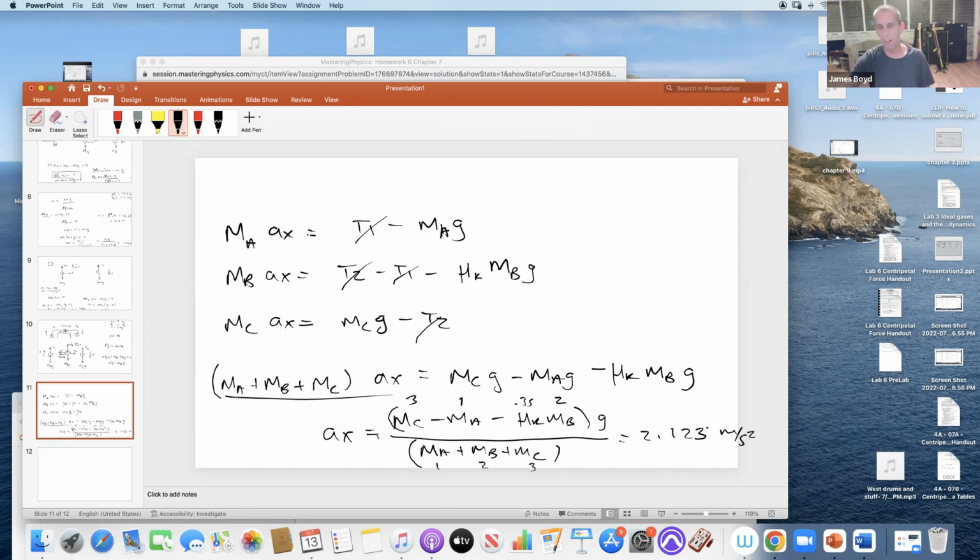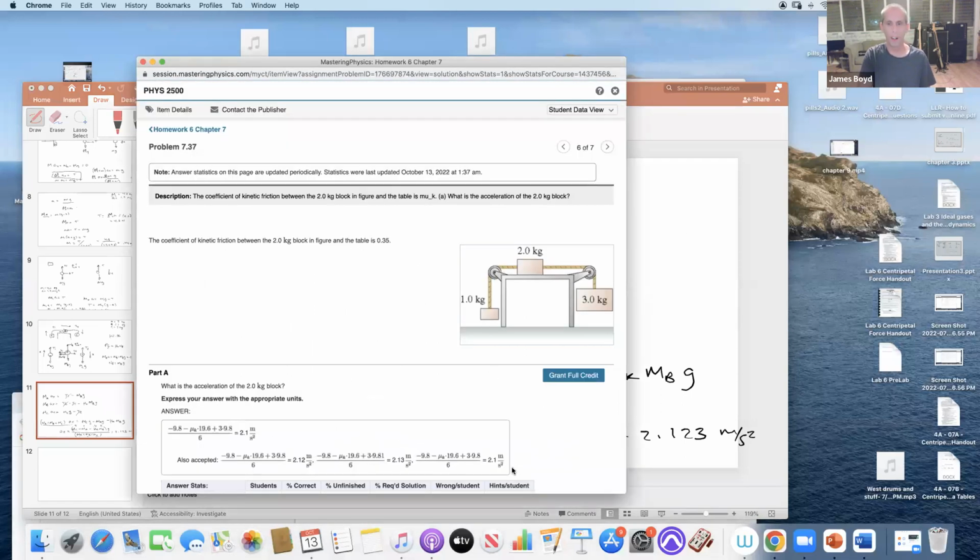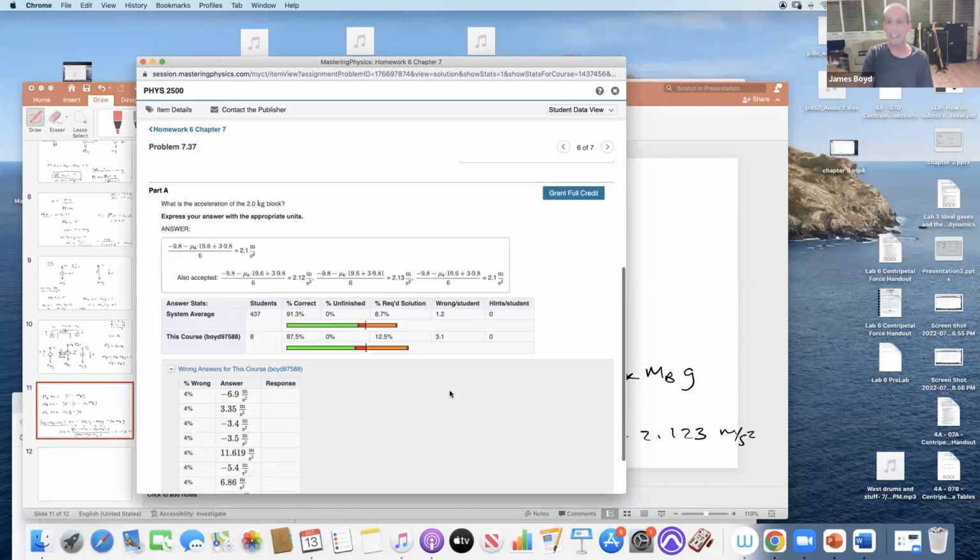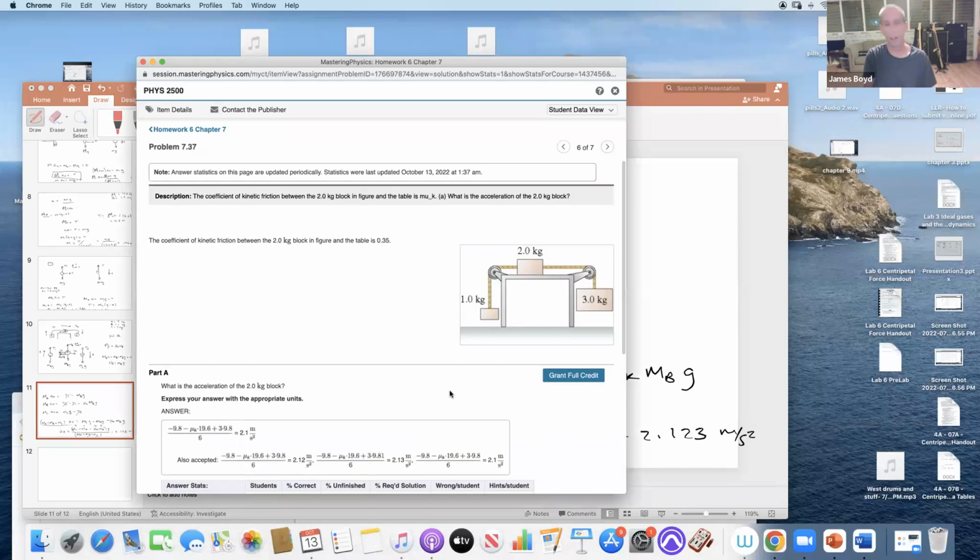Maybe even leave another digit. But 2.12 is our, or 2.1 for the correct sig figs, because they only gave us 2 sig figs for friction and the mass there. So 2.1 is the correct acceleration. However, we're going to need it still. Oh no, we don't. Okay.